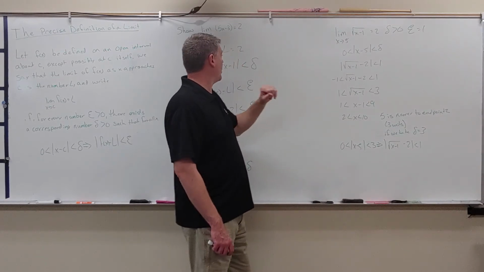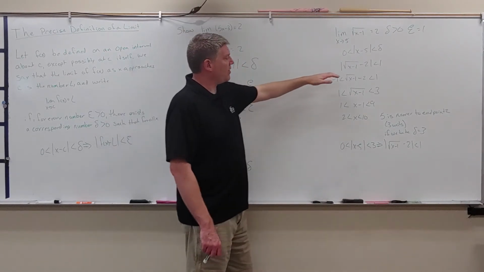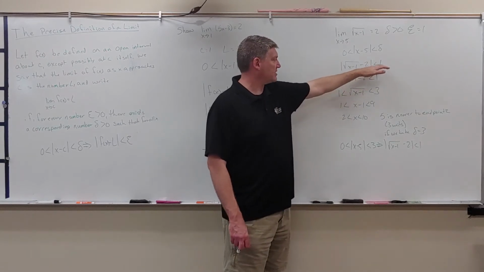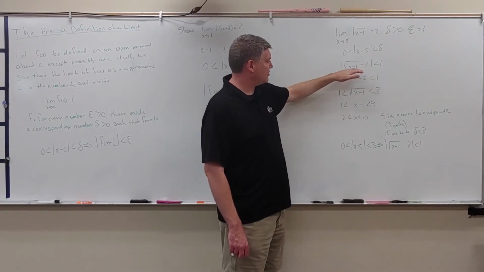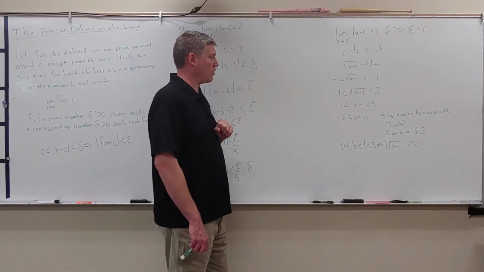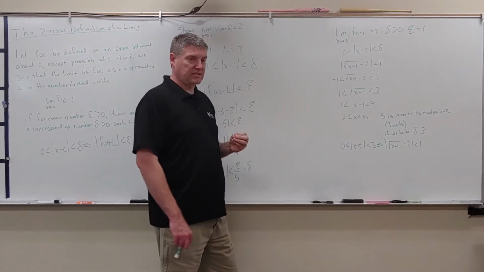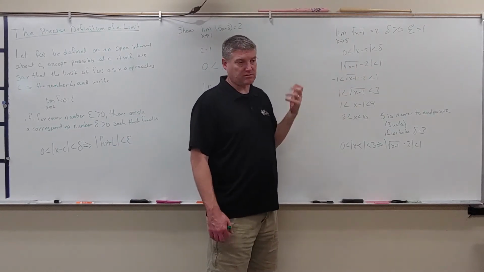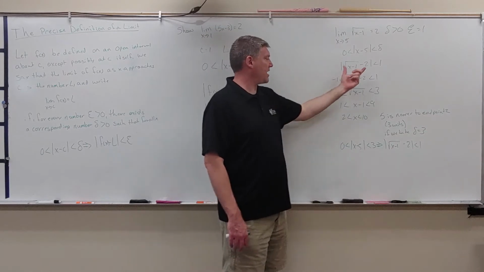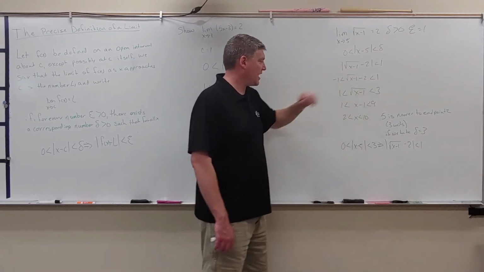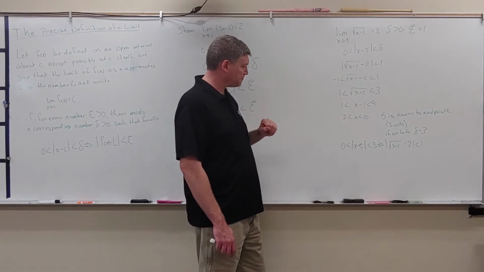So we go back to our formal definition. We have the absolute value of f of x minus our limit is less than epsilon. Well, in this case, epsilon's 1. Our limit is 2, and our f of x is the square root of x minus 1. Now, to work this out, we're going to have to get rid of these absolute values. Okay? So to do that, that means that I'm going to go from -1 to +1. Okay? Because I got to be able to solve inside of here.